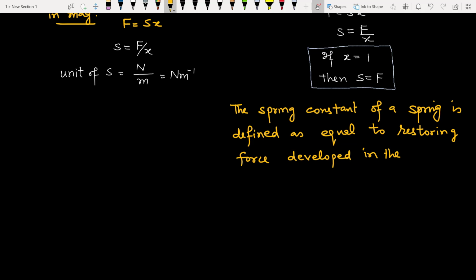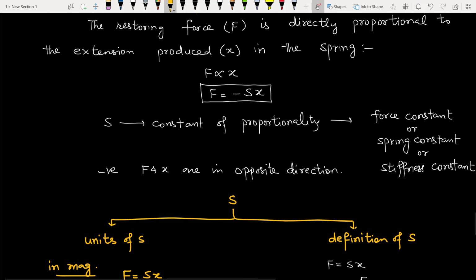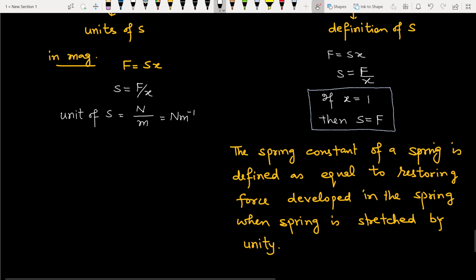Restoring force is automatically developed or produced in the spring when we stretch the spring, when the spring is stretched by unity, X is equal to 1, meaning the spring is stretched by unity. So this completes our new parameter that we have introduced, spring constant. So this is our equation, F is equal to minus Sx, and S is the new parameter that we introduced, and we have studied its units as well as its definition.